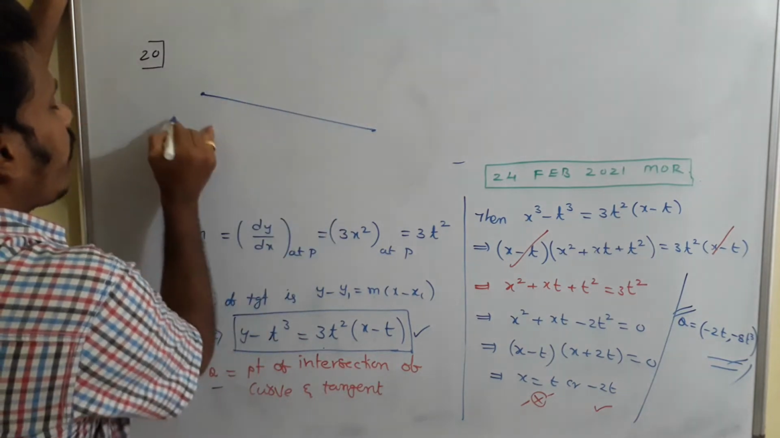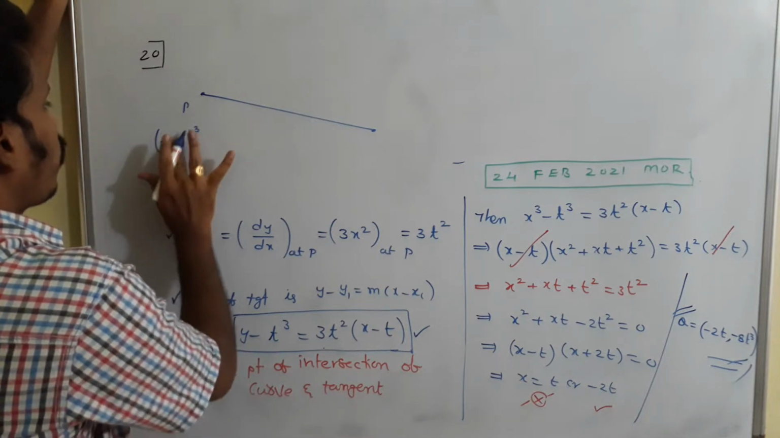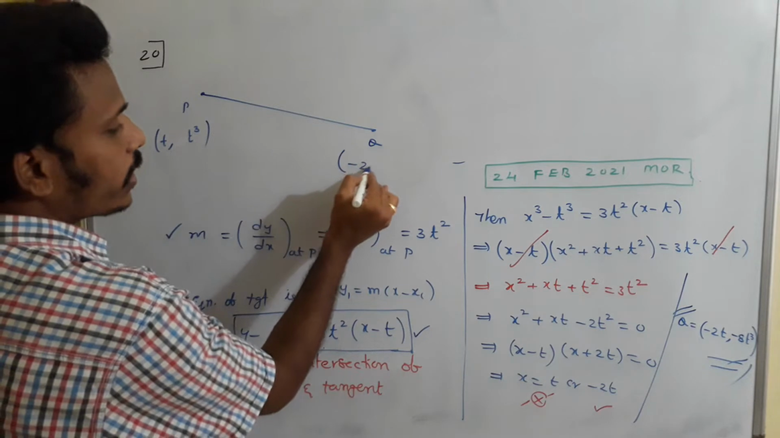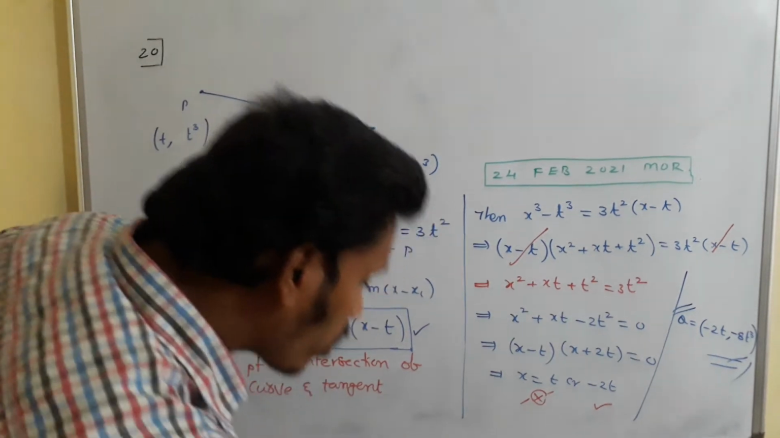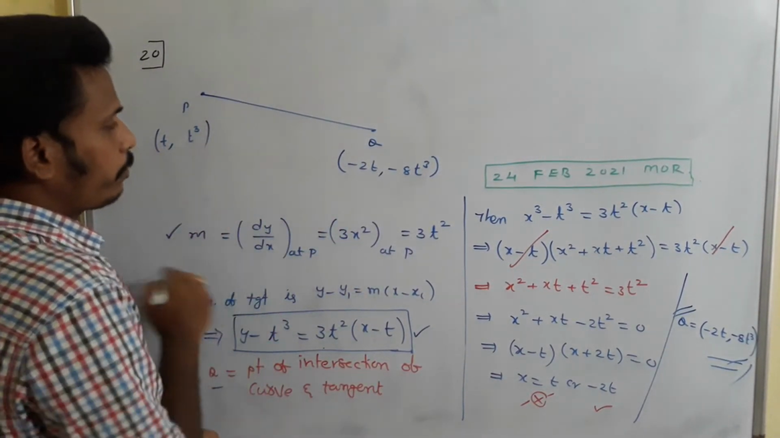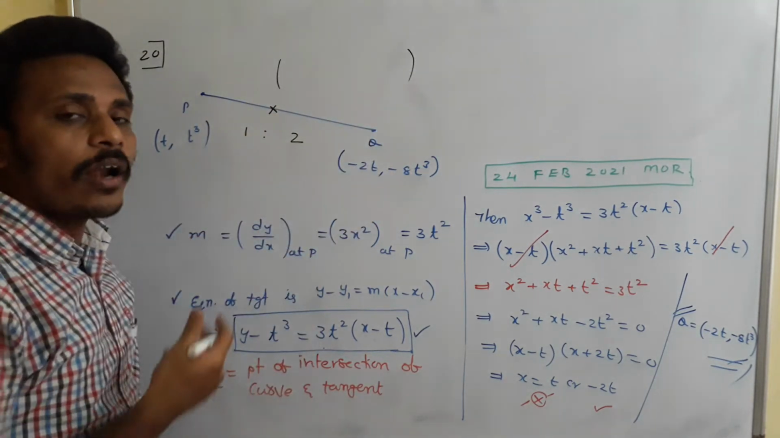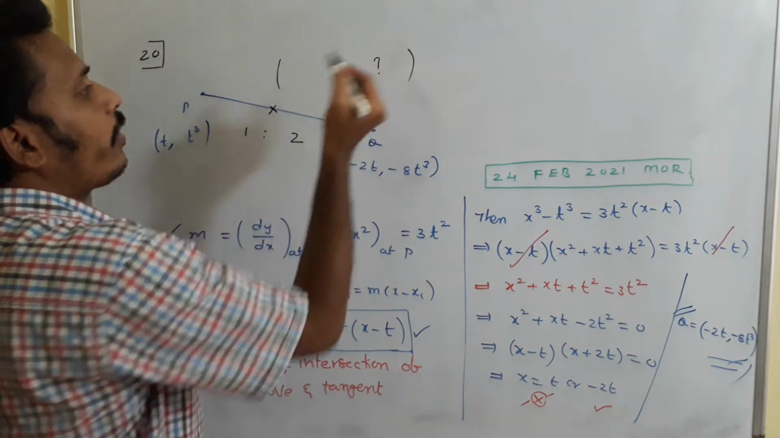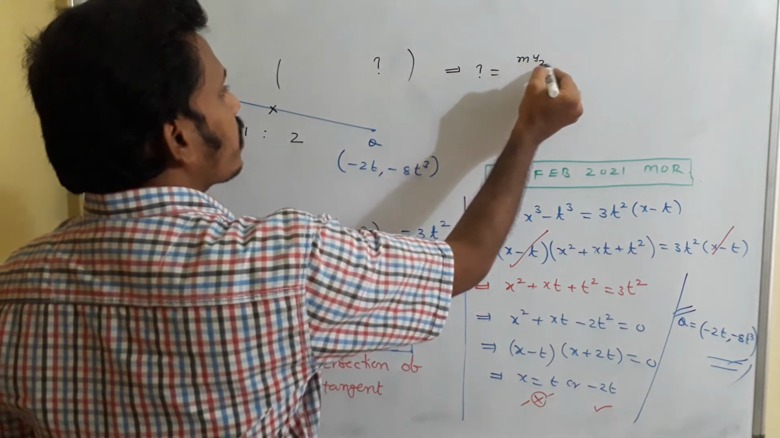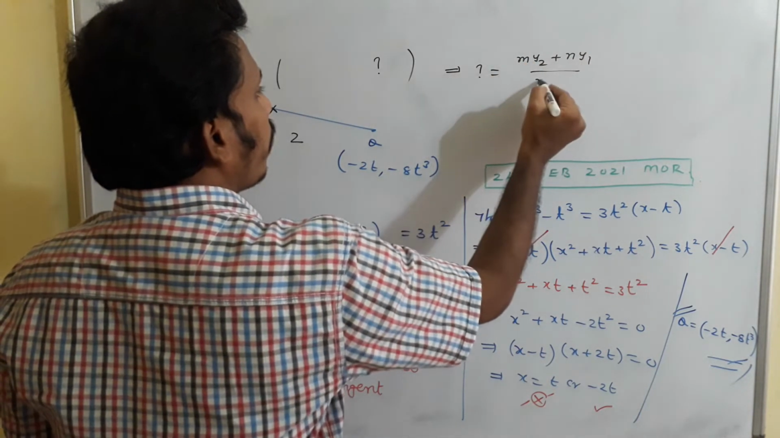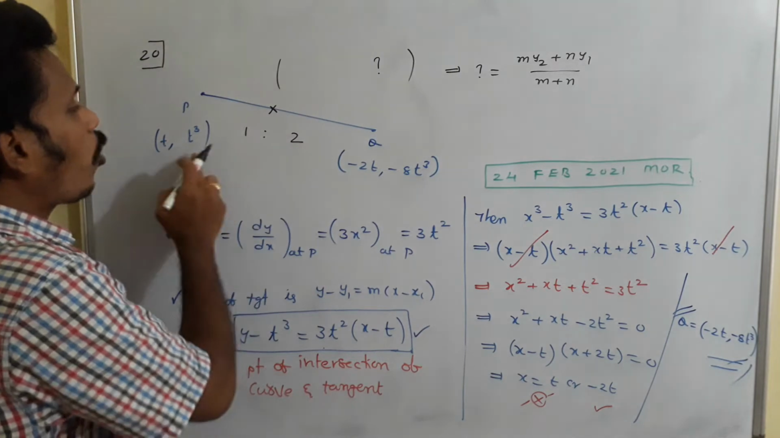So right, we have p whose coordinates are t comma t cube, and I have point q whose coordinates are minus 2t comma minus 8t cube. But the question is asking us to represent a point on the curve which is dividing in the ratio 1:2 and we need to represent its ordinate. Its ordinate means its y coordinate we need. See, the y coordinate value from the coordinate system is (m y2 plus n y1) by (m plus n). Here m and n is the ratio 1:2 and y2 and y1 are the y coordinates of these 2 points.